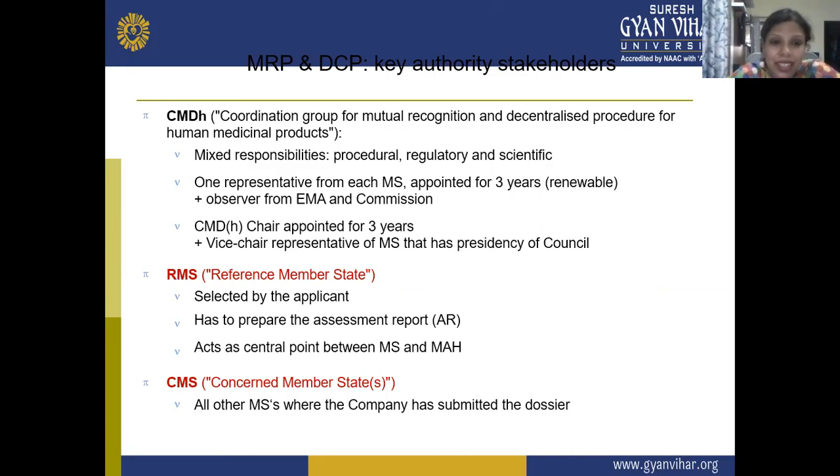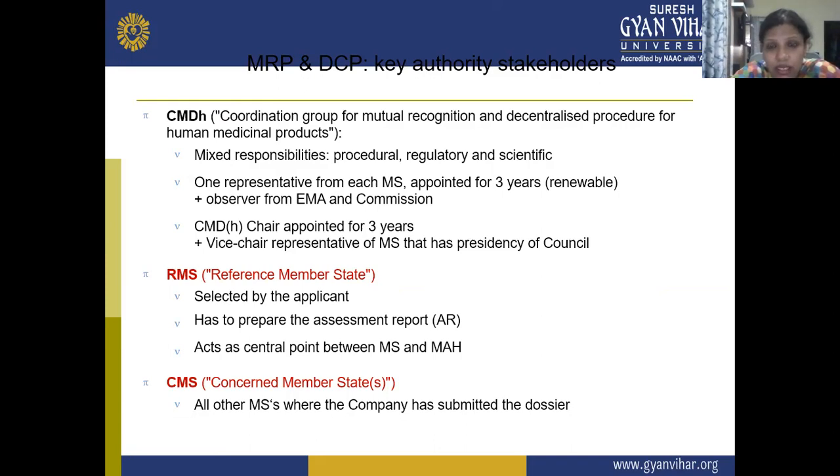Second is the CMDh chair, appointed for 3 years. So the chairperson of the CMDh is appointed for 3 years. After 3 years, there is a re-election. Plus a vice chairman, the representative of the MS that has the presidency of the council. So the vice chairman is also there, and may also change after 3 years. Now the EC member is basically from the European Commission. Now RMS, the reference member state, is selected by the applicant and has to prepare the assessment report, that is the AR.